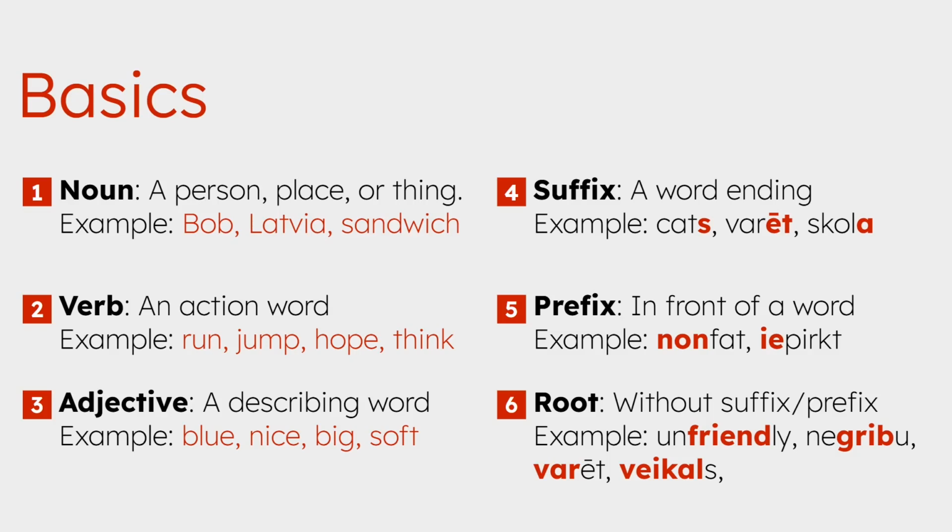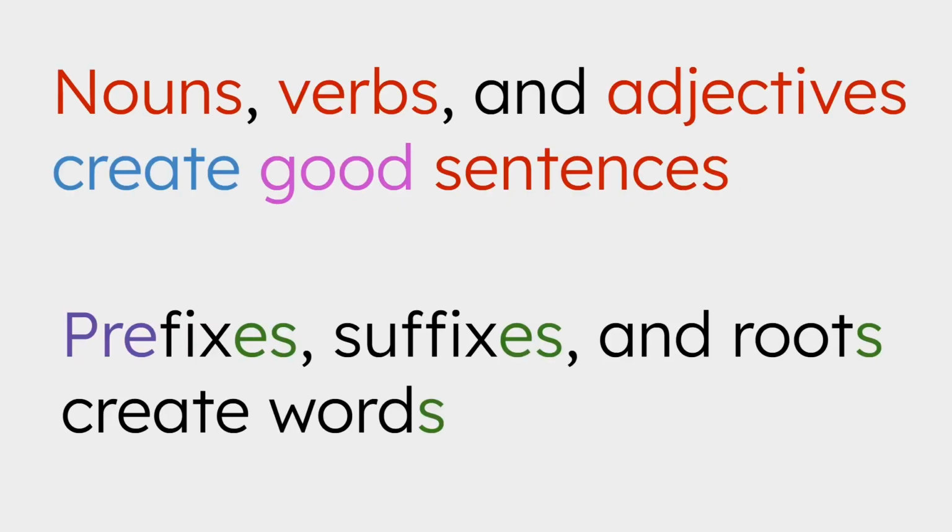Then there's the prefix, which goes in front of a word. So for example, non-fat, iepirkt. Then there's the root, which is without the suffix and without the prefix. The friend in unfriendly, the grib in negribu, the var in varēt, and the vecāk in vecāks. Nouns, verbs, and adjectives create good sentences, the create being the verb, good being the adjective, and sentences being the noun. Then prefixes, suffixes, and roots create words.